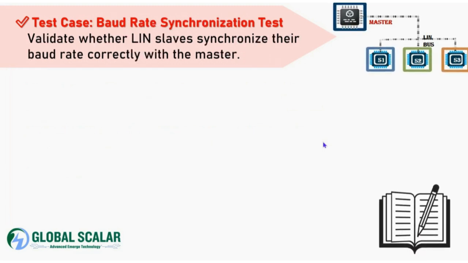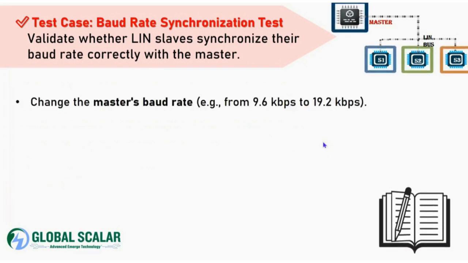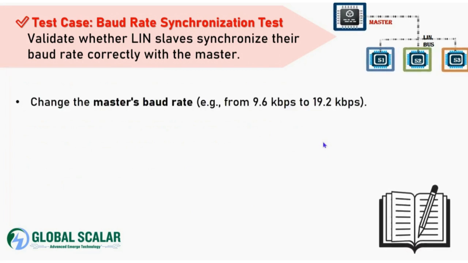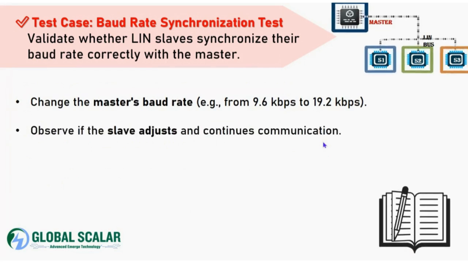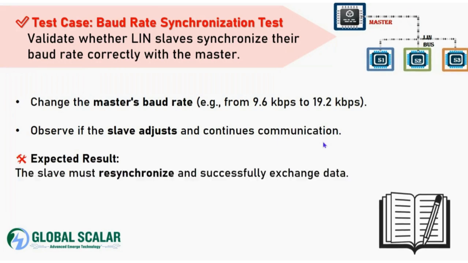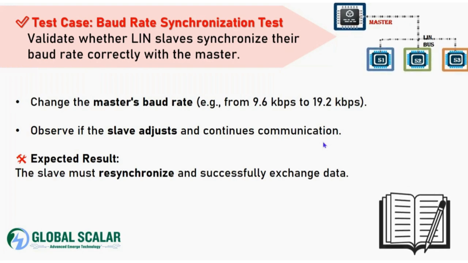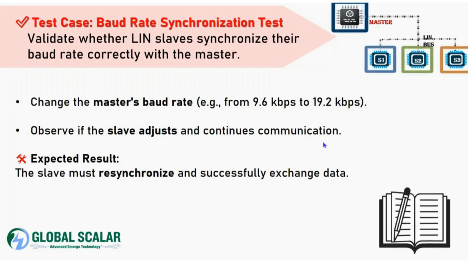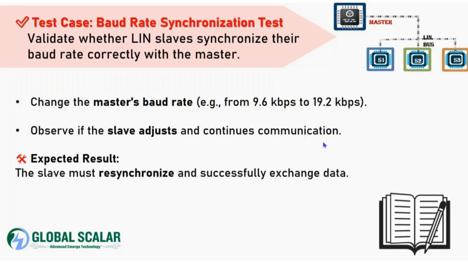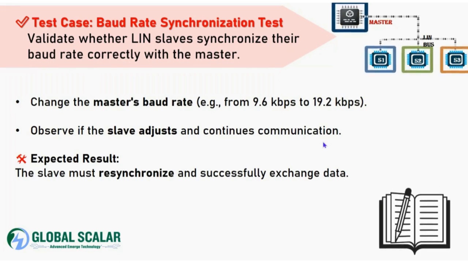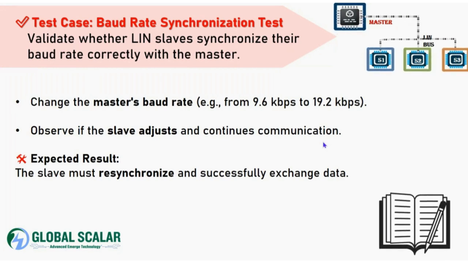To check the synchronization of the data, how are we able to validate the test case? Validate whether the LIN slave synchronizes its baud rate correctly with the master. Change the master baud rate from 9.6 kbps to 19.2 kbps and observe if the slave adjusts and continues the communication. Expected is the slave must resynchronize and successfully exchange the data. If the transmission speed is changed during transmission, it should change accordingly to the defined baud rate.